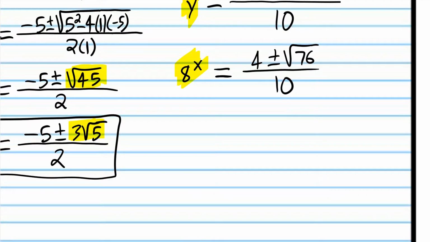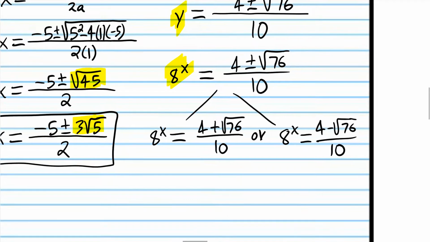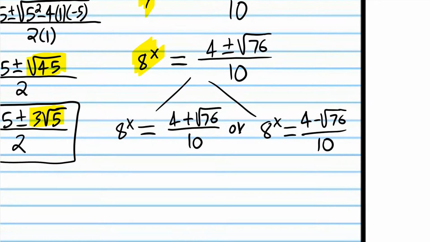And it's important to be aware that plus or minus means there's 2 solutions. So we have 4 plus root 76 over 10, or we have 4 minus root 76 over 10. Now, this over here is impossible because 4 minus root 76, that's going to be a negative number.